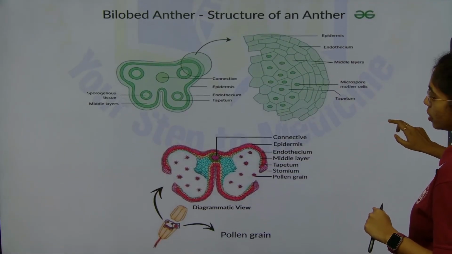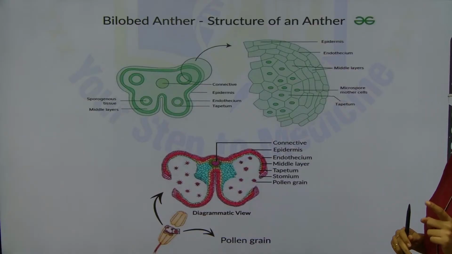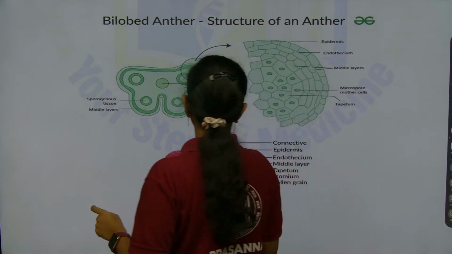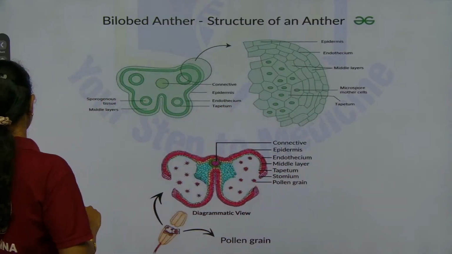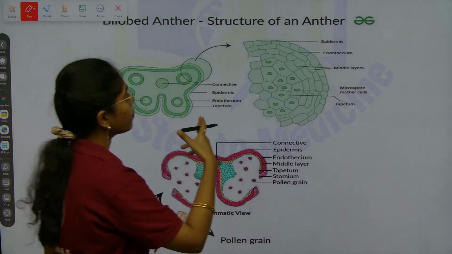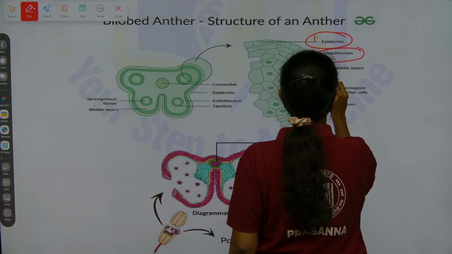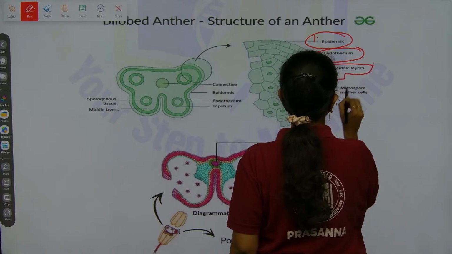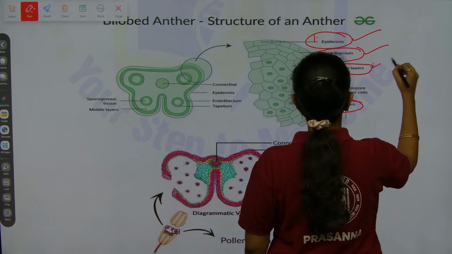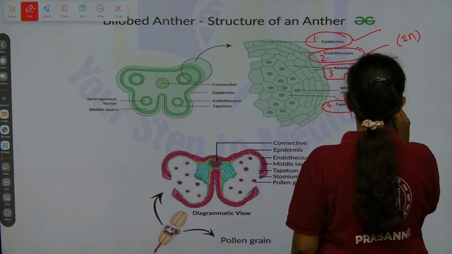First I will explain this complete bilobed anther structure, which is very important not just for your IPE exam but also for NEET and EAPCET. First, describe the wall layers. The anther has 4 wall layers: first the epidermis, second the endothecium, third the middle layers, and fourth the tapetum. Regarding ploidy, the epidermis, endothecium and middle layers are diploid, while the tapetum is polyploid.